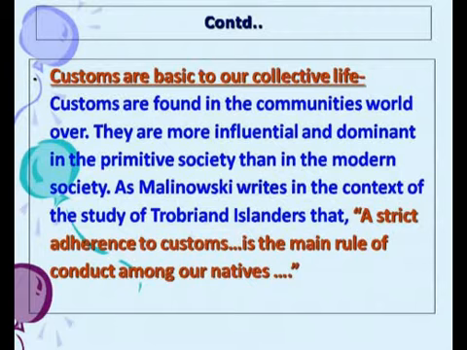As Malinowski writes in the context of his study of the Trobriand Islanders, a strict adherence to customs is the main rule of conduct among our natives, because Malinowski conducted his fieldwork among the Trobriand Islanders. There he found that the society was more bound by customs. Now, the next feature is that customs support law, because there is an evolution of law. So, laws have evolved from customs. Customs, when practiced for a longer period, become traditions.